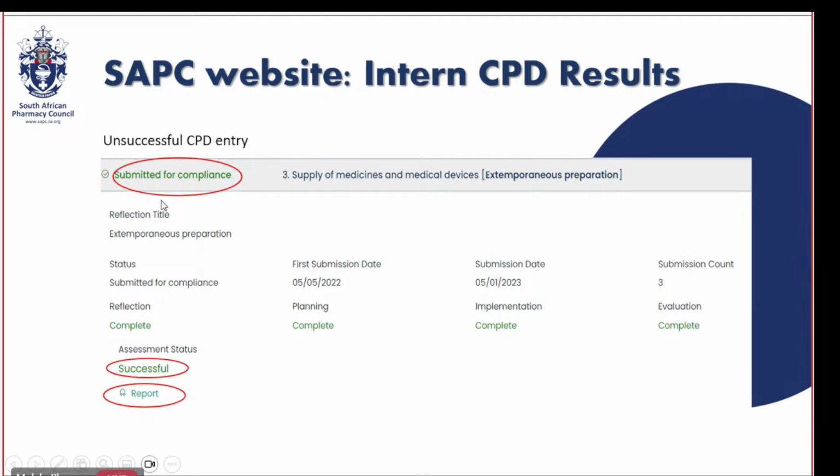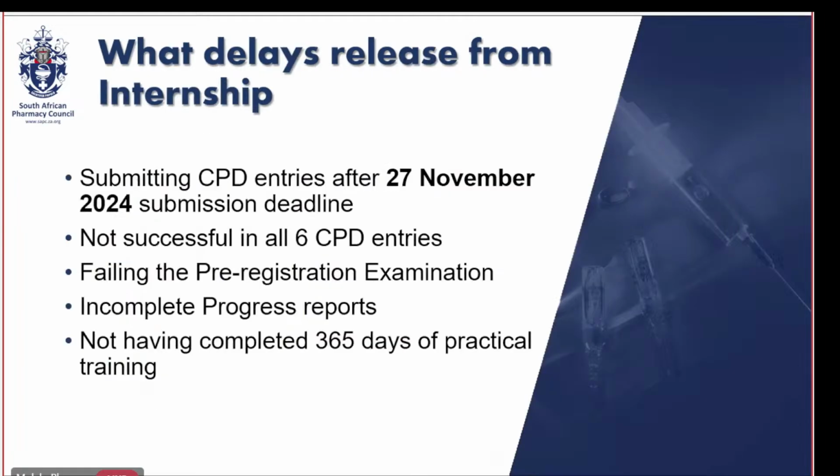Right, unsuccessful CPD entry submitted for compliance, that will be the status. And I'm not going to spend much time here because the cycles keep going until you are successful, and obviously making sure that you avoid a penalty fee of the 10th submission. You then correct and you ask for assistance. I then want to just focus on some of the components that may lead to a delay in releasing you, or rather an intern from internship.